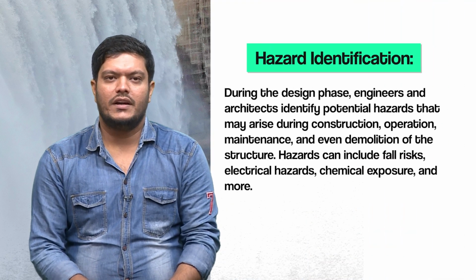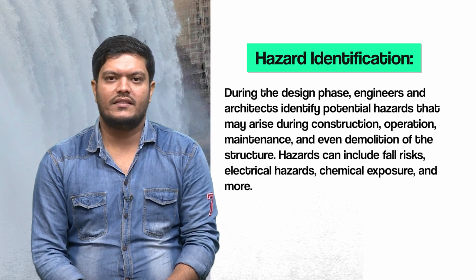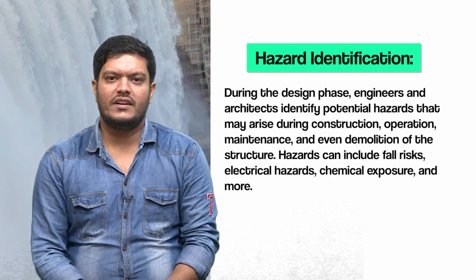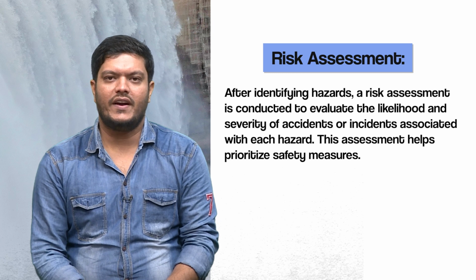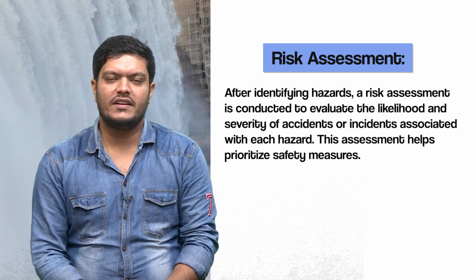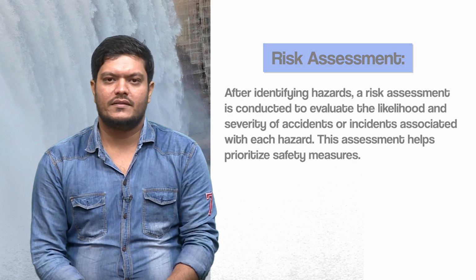Hazard identification. During the design phase, engineers and architects identify potential hazards that may arise during construction, operation, maintenance and even demolition of the structure. Hazards can include fall risk, electrical hazards, chemical exposure and more. Risk assessment. After identifying hazards, a risk assessment is conducted to evaluate the likelihood and severity of accidents or incidents associated with each hazard. This assessment helps prioritize safety measures.